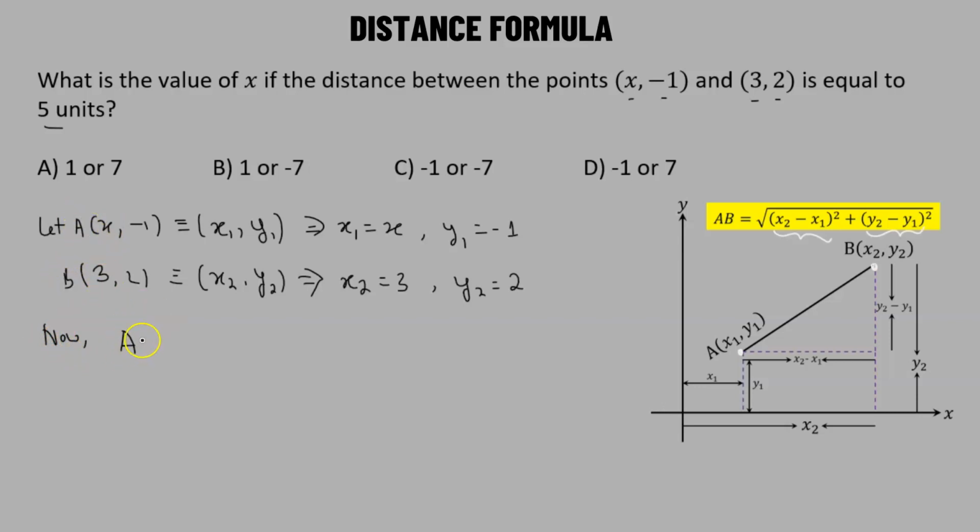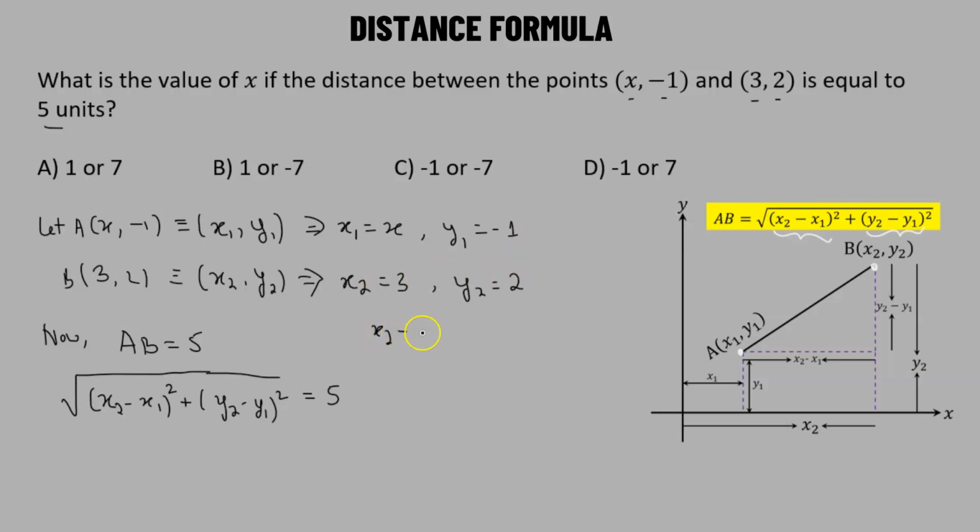Now the distance AB is given here as 5 units. And we know AB is given by the formula: square root of, underneath the square root, first we take the square of the difference of the x coordinates, that's (x2 - x1) whole squared, and we add the square of the difference of the y coordinates, so (y2 - y1) whole squared. This will be equal to 5. Now, clearly we can find the value of x2 - x1 as well as y2 - y1. So let's do it here.